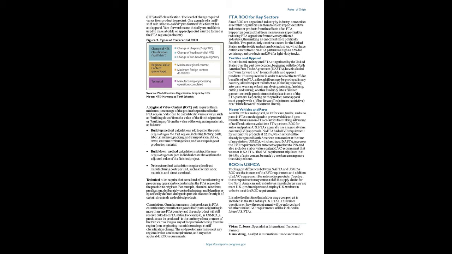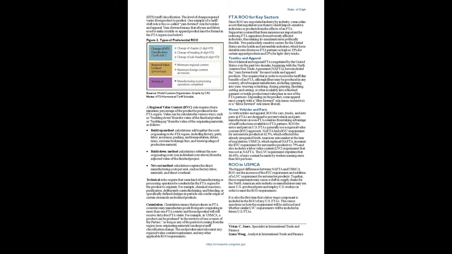Cumulation. Cumulation means that producers in FTA countries may manufacture goods from parts originating in more than one FTA country and the end product will still receive duty-free FTA status. For example, in USMCA, a product can be produced in the territory of one or more of the parties, as long as any of the parts not coming from the region, non-originating materials, undergo a tariff classification change. The end product must also meet any regional value content requirement, and any other applicable RU requirements.